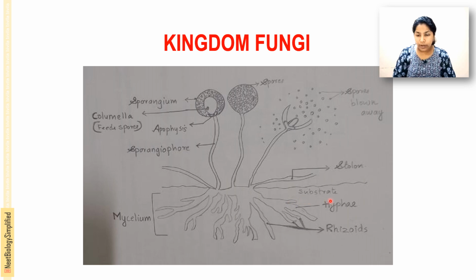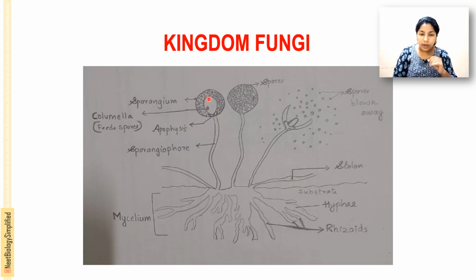I told you the rhizoid is a root-like structure in the fungus. It helps the fungus hold on to the substratum, the media on which it is growing, and sometimes absorbs nutrients. And you can see this is the sporangiophore, the aerial hyphae, or spore-bearing hyphae, or reproductive mycelium.